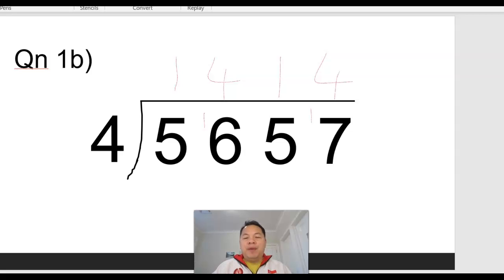Instead of writing remainder 1, what we need to do is use the remainder and put it over the divisor. So that is actually the remainder, which is 1/4. Okay, remainder 1/4.